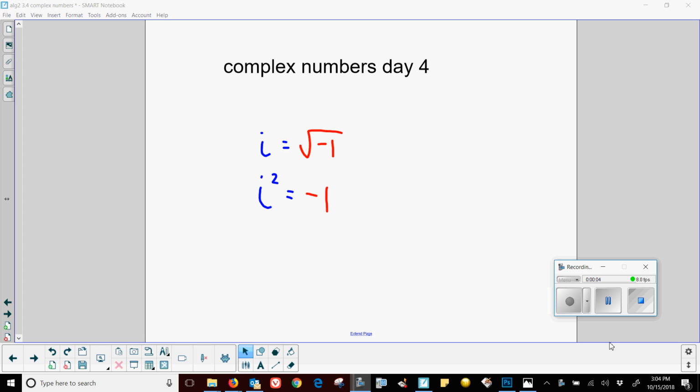All right, this says day 4, and in class it was day 4 because we spent a day doing some work. But this is video number 3, so you can call it day 3 if you want. Complex numbers. We'll actually get to finish everything, so I'm kind of excited. Recap: i squared is negative 1.